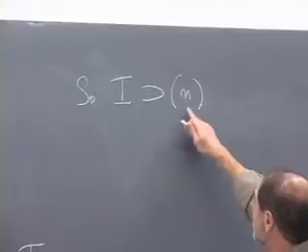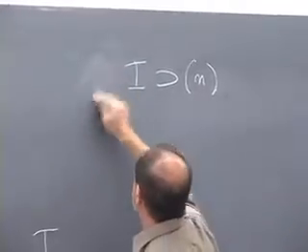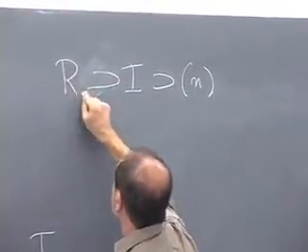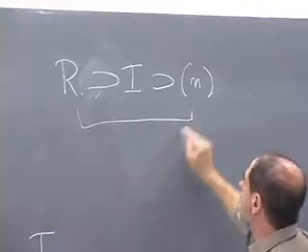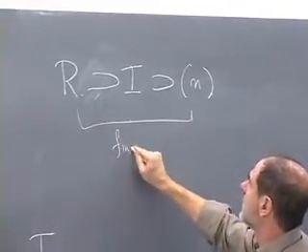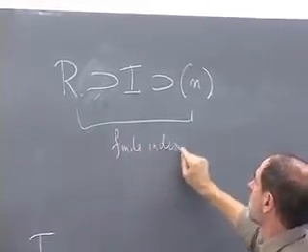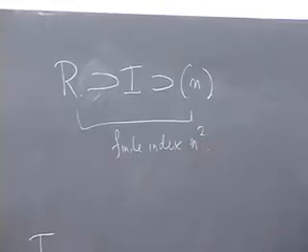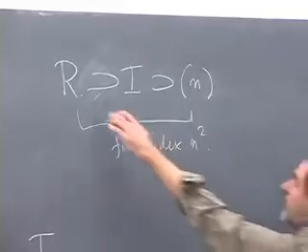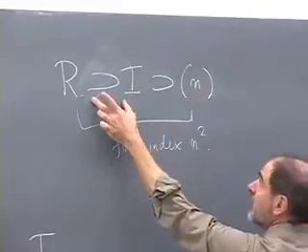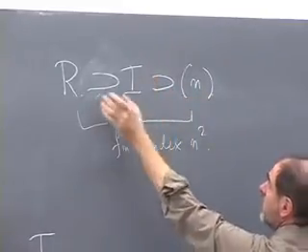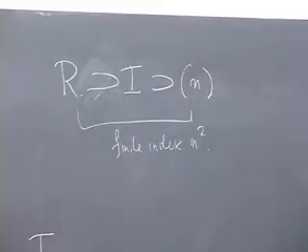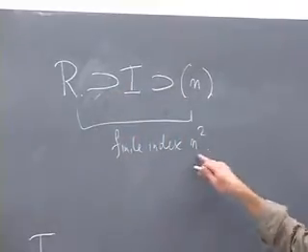But I claim that this principal ideal has finite index in the ring. I claim that it has finite index n squared. And if this index is finite, then certainly the index of I is finite, because the index of the bigger ideal divides this one. Why does this have finite index n squared?